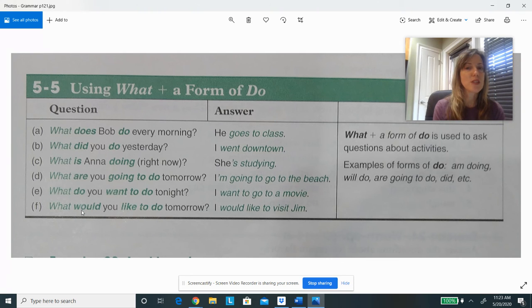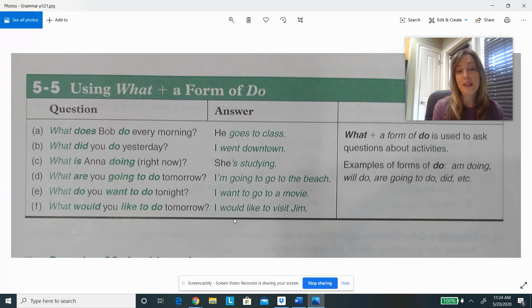Here's another way to talk about the future with the helping verb, the modal would. What would you like to do tomorrow? Okay, so it's kind of like another way to say, what do you want to do tomorrow? It's the same meaning. So you use the modal would, you use the main verb like, and like the verb want, you can use an infinitive after like. Like sometimes is followed by a gerund or an infinitive. Want is always followed by an infinitive.